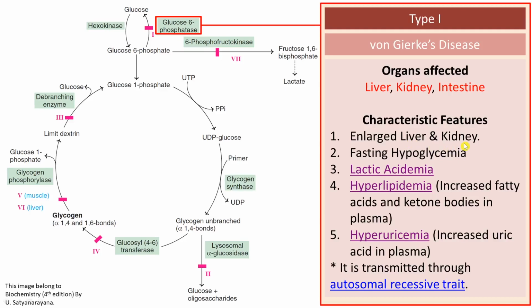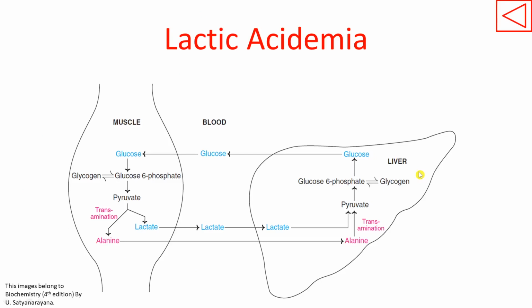There will be decrease in the glucose level within our body, due to which there will be fasting hypoglycemia. Thirdly, there will be occurrence of lactic acidemia. Now, what is this lactic acidemia? Let us understand it through this Cori's cycle.